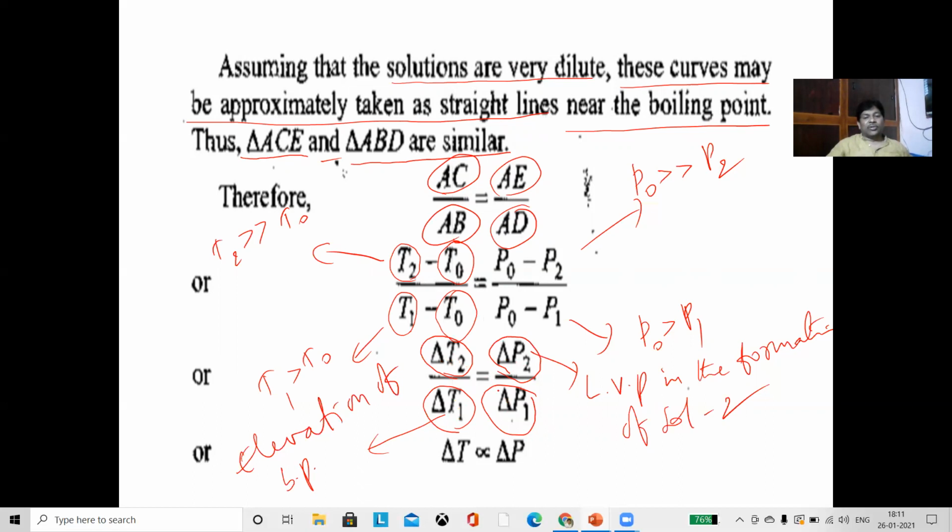So here T2 and P2 are in the numerator, T1 and P1 in the denominator. That means elevation in boiling point is directly proportional to lowering of vapor pressure. Is that clear? So how are these two properties, lowering of vapor pressure and elevation in boiling point, related to each other? They are directly proportional to each other.